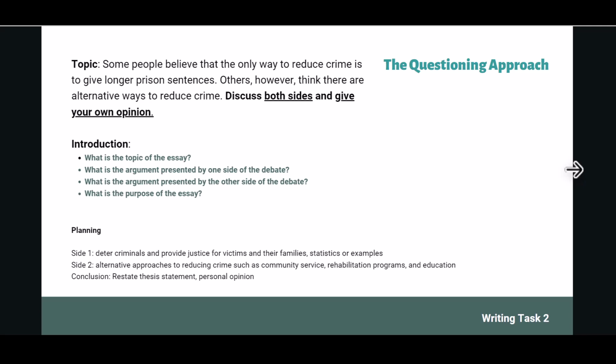Here, the topic of the essay is crime reduction, and the debate over whether longer prison sentences are the only solution or whether there are alternative ways to reduce crime. One side of the debate argues that longer prison sentences are necessary to reduce crime. The other side argues that there are alternative ways to reduce crime. And the purpose of the essay is to discuss both sides of the debate and provide our own opinion on the issue.